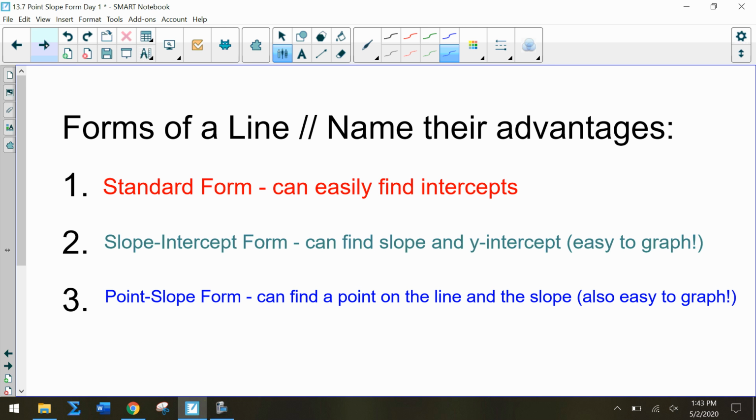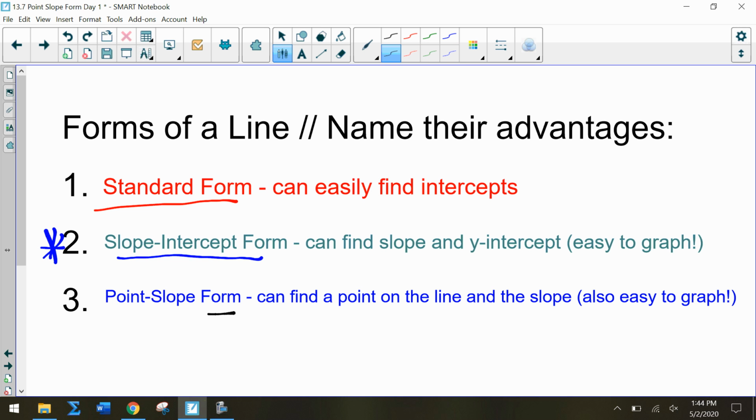Okay, so just to kind of go through the advantages and names of the forms of the lines. First thing, we have standard form. And with standard form, we can easily find the intercepts. And then slope intercept form, we can easily find the slope and the y-intercept. It's also really easy to graph when we have the slope intercept form.